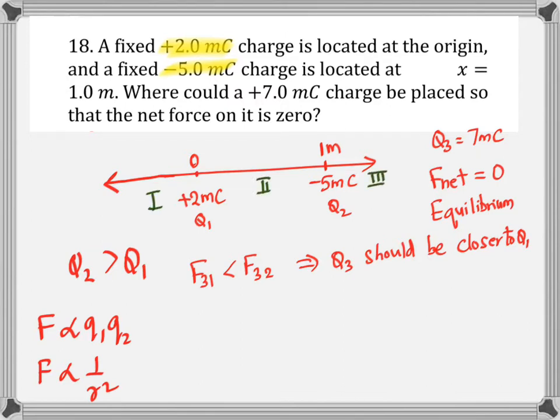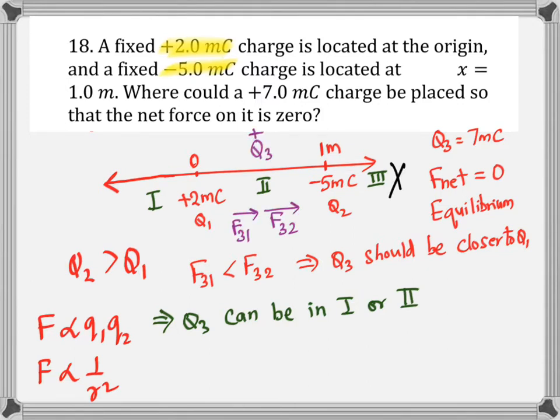Now let's divide the x-axis into three regions: first, second and third. Q3 cannot be in the third region because that means it would be closer to Q2, and we already said that it has to be closer to Q1. So the only regions where Q3 can be are the first and the second.